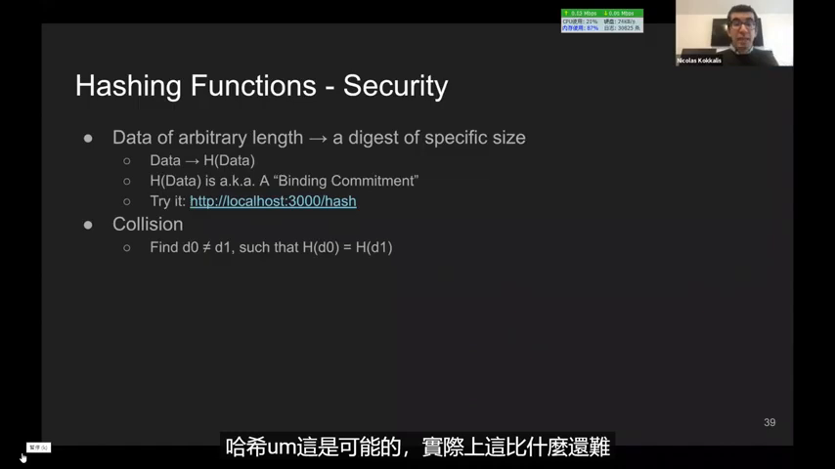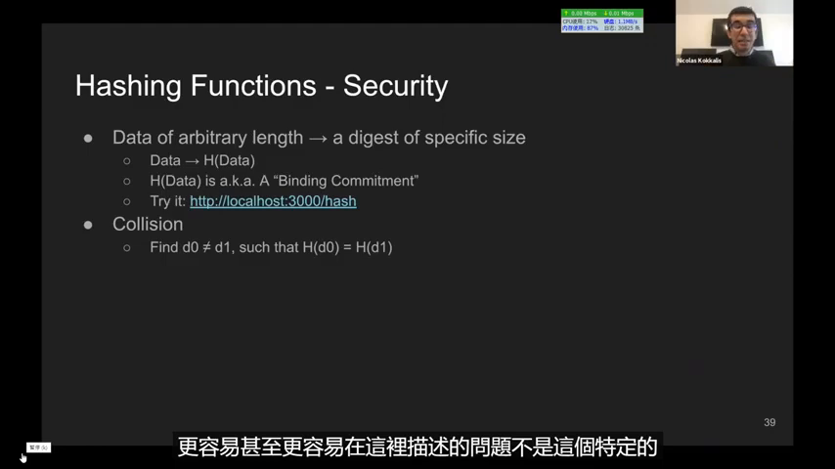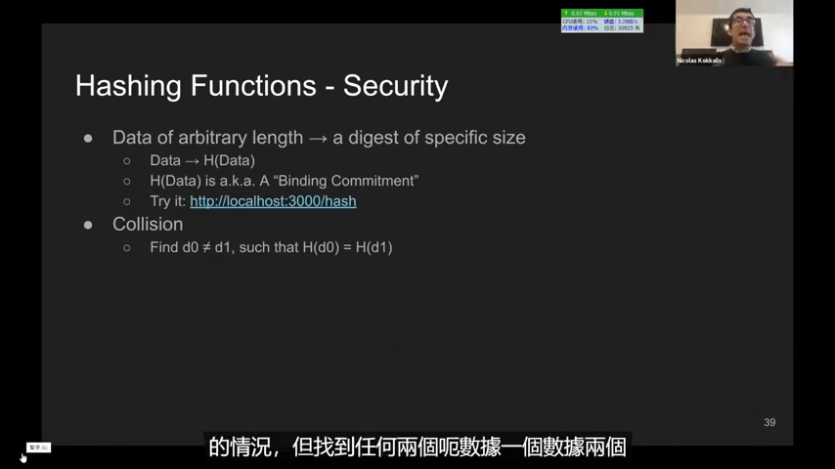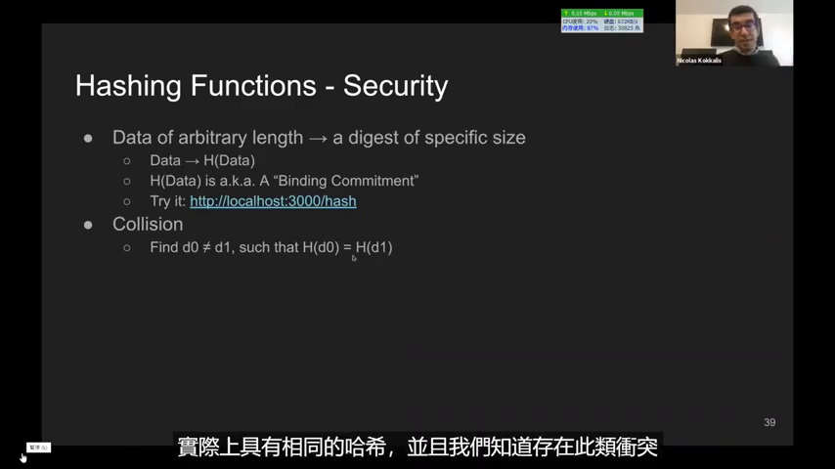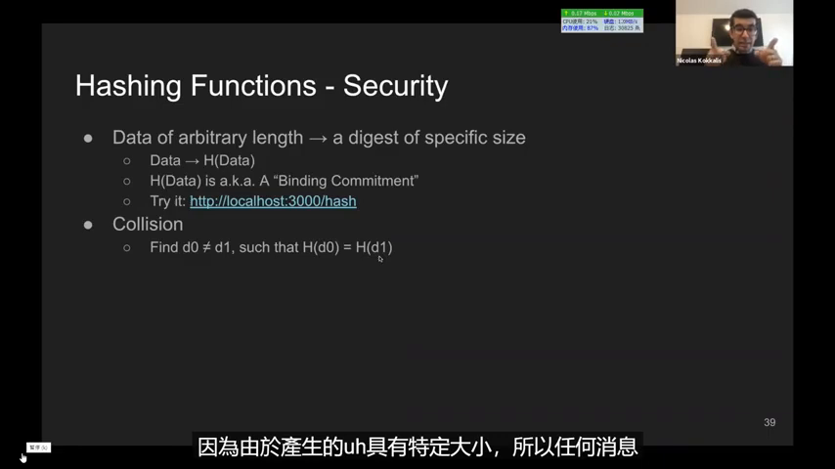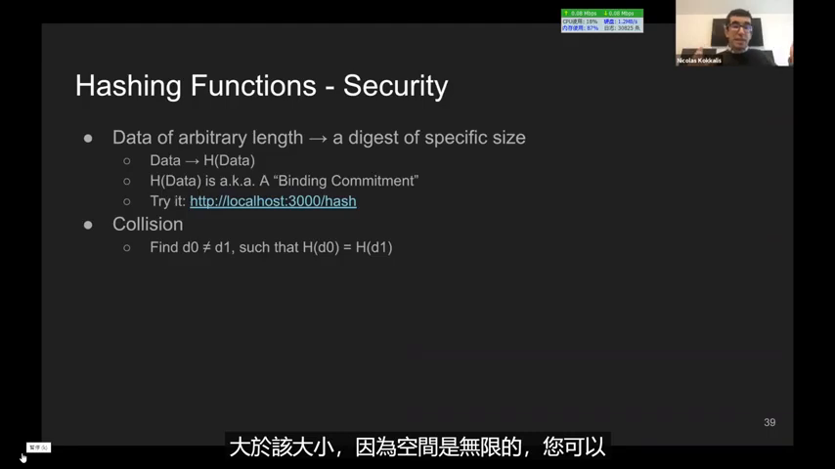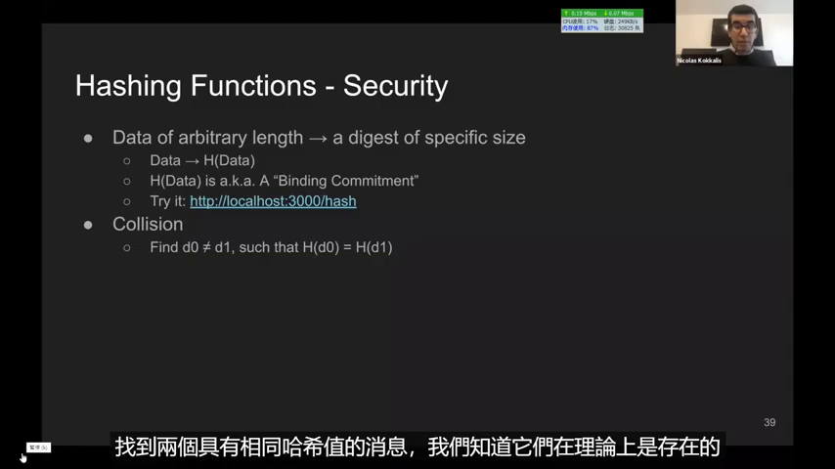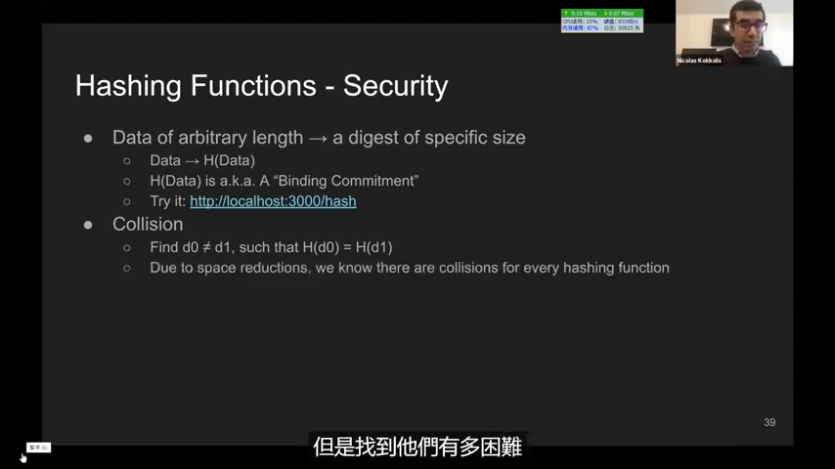This is possible, and actually this is even more difficult than what I'm trying to describe here. An even easier problem to describe is not this specific case, but finding any two data, data 1 and data 2, that have the same hash. And we know that such collisions exist, because the resulting hash is of a specific size, while the space of messages is unlimited, so you can find two messages that have the same hash. We know they exist theoretically, but how difficult is it to find them?